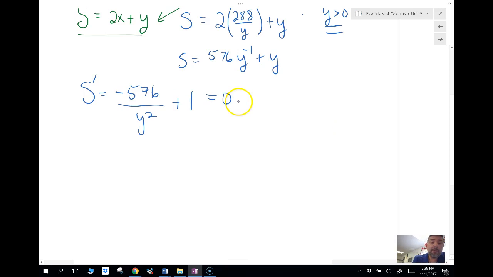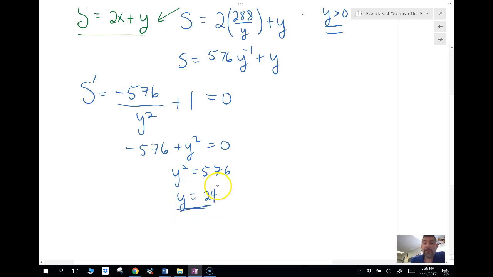All right, so I'm going to multiply everything by y squared. Y squared equals 576. Y is going to be plus or minus the square root of 576. But since we don't need a negative, it's the square root of 576, which is 24. So now that is our critical value.